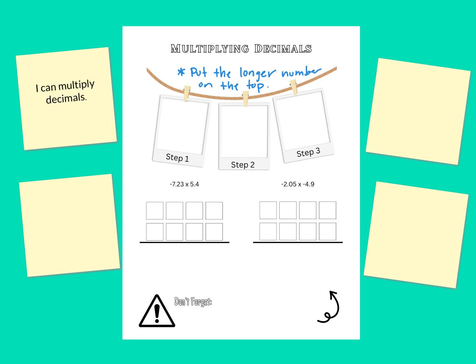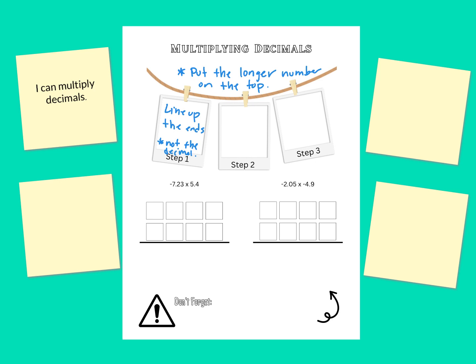And then for our first step, we are going to line up the ends, and that is not the decimal. So when we were adding and subtracting, we want to line the decimals up. But when we're multiplying, we want to line the ends up.